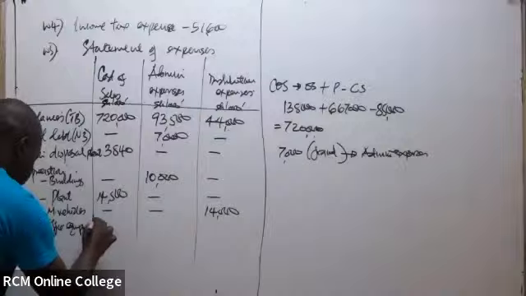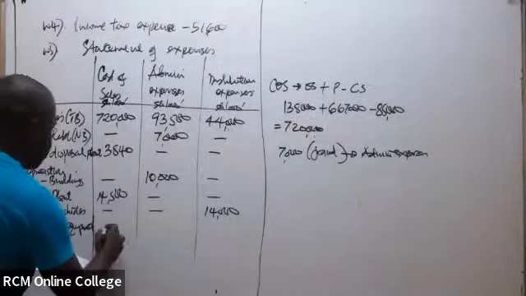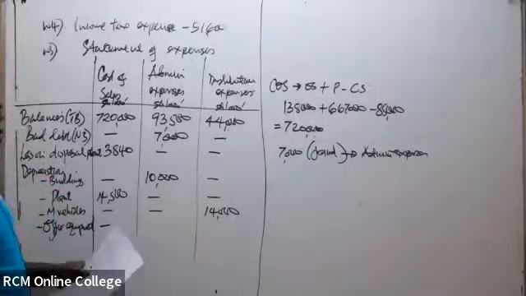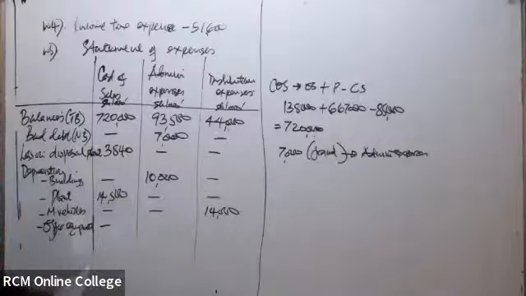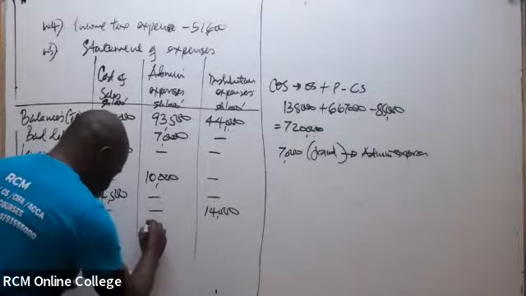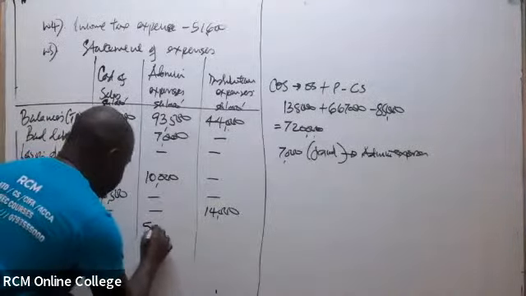This one we are told it will likely go to administration. Office equipment, it was how much? As per our computation, it was how much for office equipment? It was 5 million. So it will go to administrative expenses.